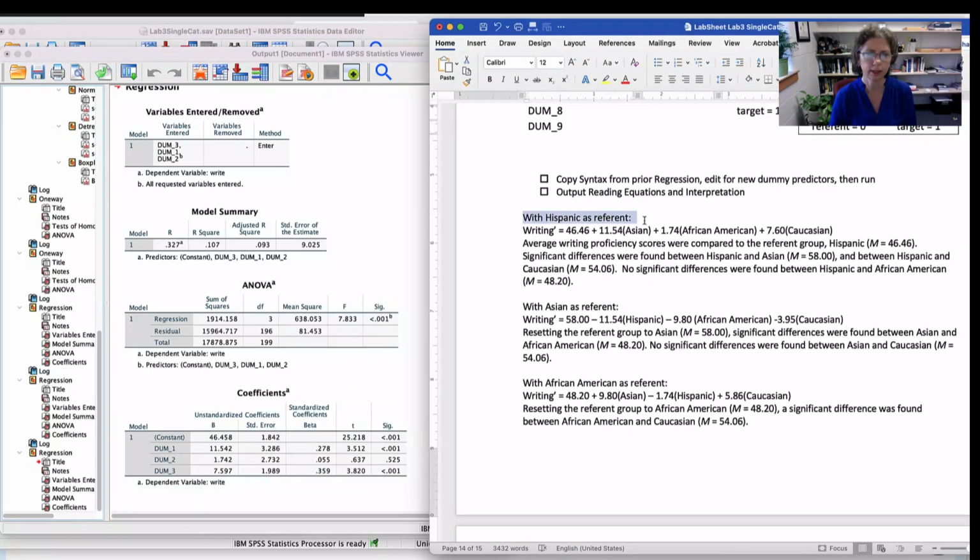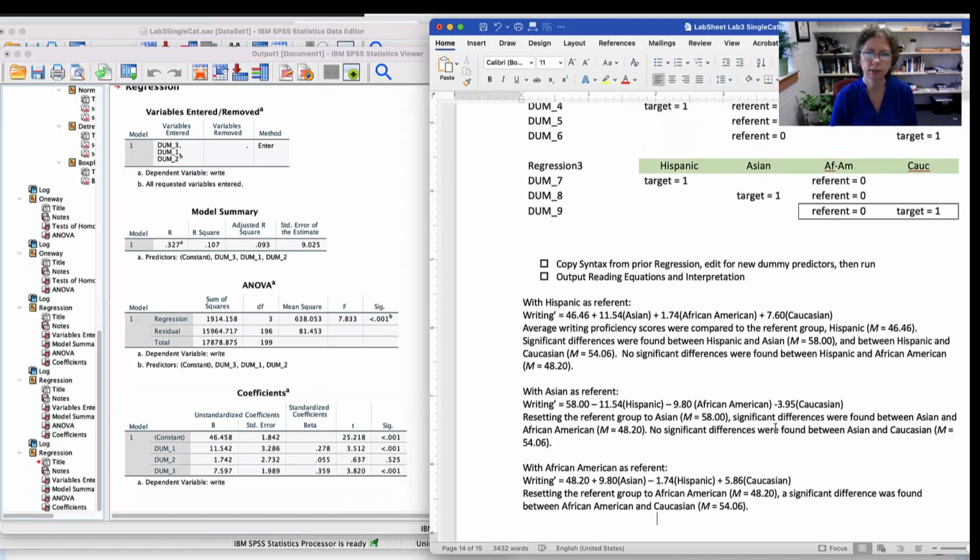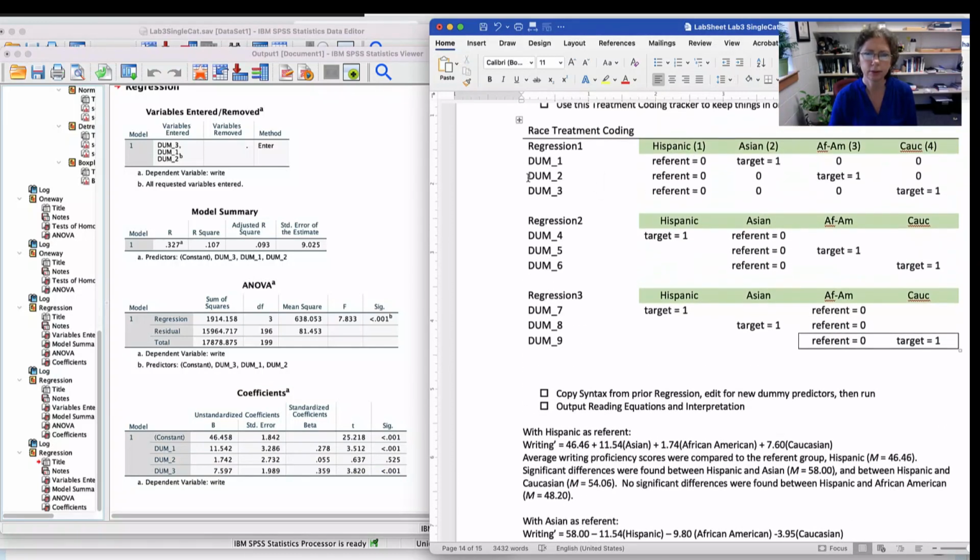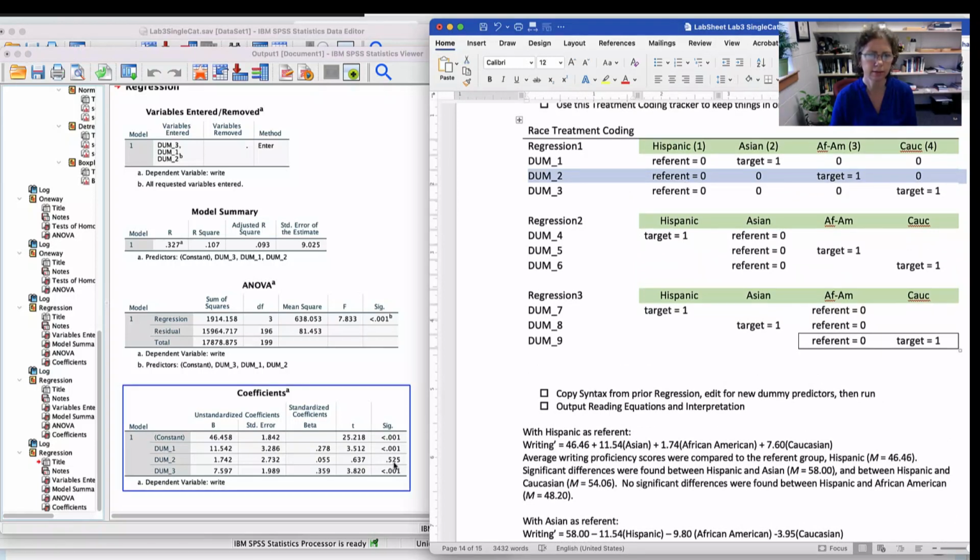So when Hispanic was referent, we just go from our information there into our regression equation and tell our reader about it. Notice this one, DUM2. DUM2 was the comparison between African American and Hispanic. That is not significant. So there's a significant difference between Asians and Hispanics, between Caucasian and Hispanics, but not a significant difference between African American and Hispanic.